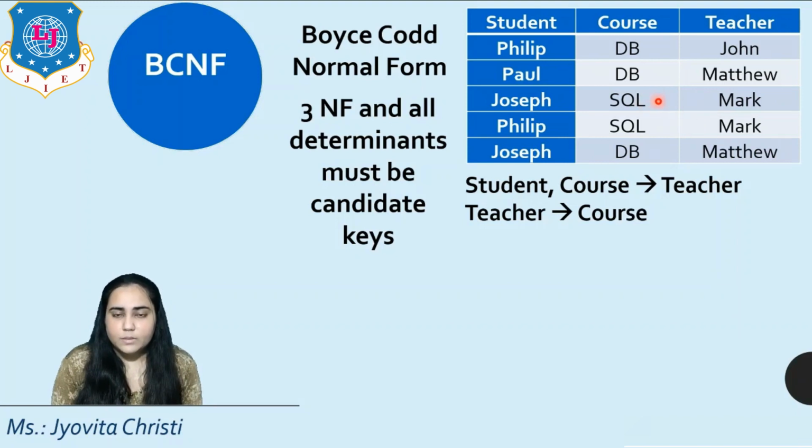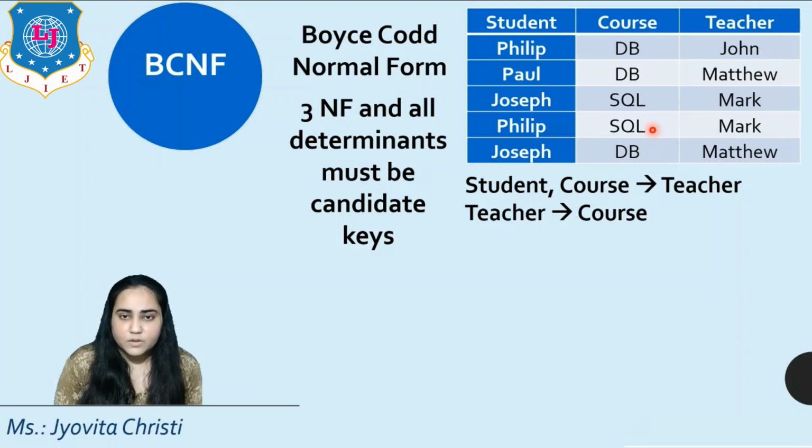So this is BCNF, and this is where the question comes that on the left side, do we have a candidate key? So student and course together, they do form a candidate key, right? Because if you look at it, student and course form a unique combination.